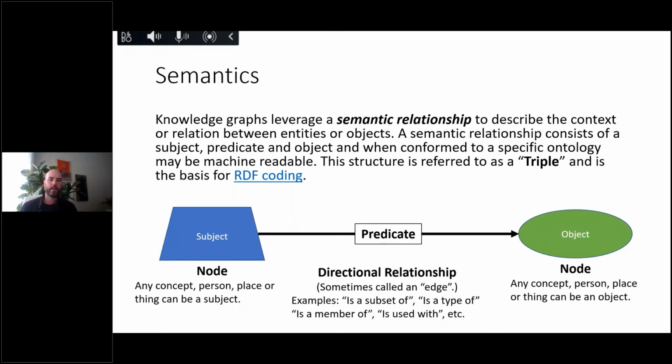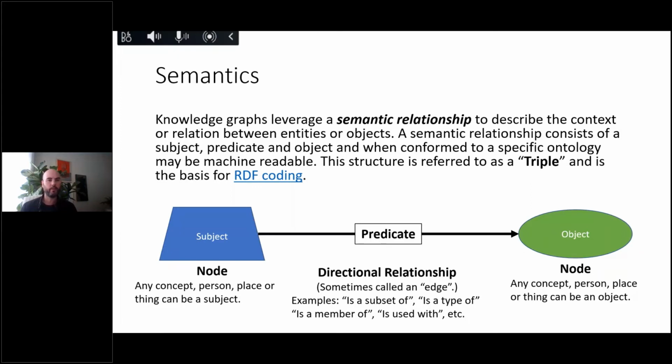You can define that predicate in any way that you'd like, as long as it conforms with your defined ontology. But that relationship type is really how we define the relationship between the subject and the object. And this structure is called a triple. There are 3 items in the relationship, so it's referred to as a triple. And it's going to be the basis for how these knowledge graphs are coded.